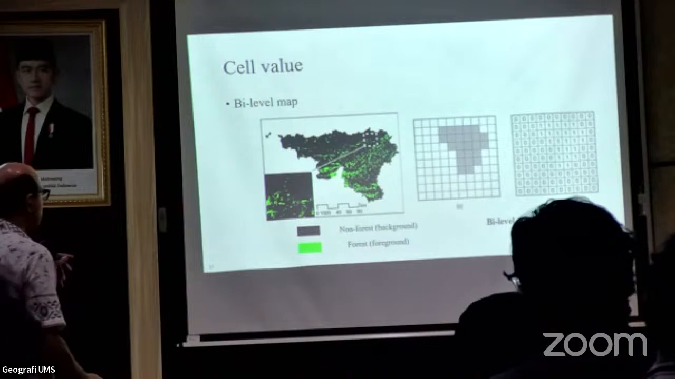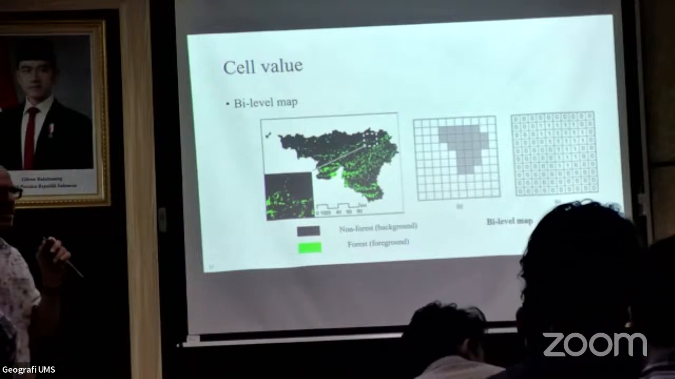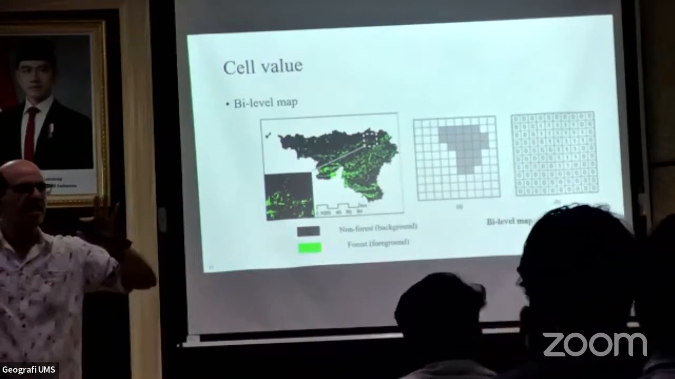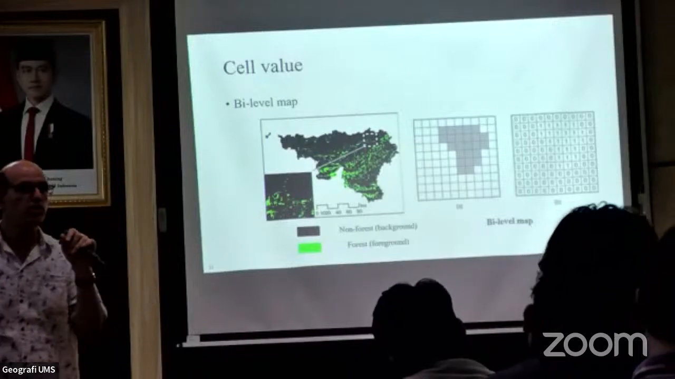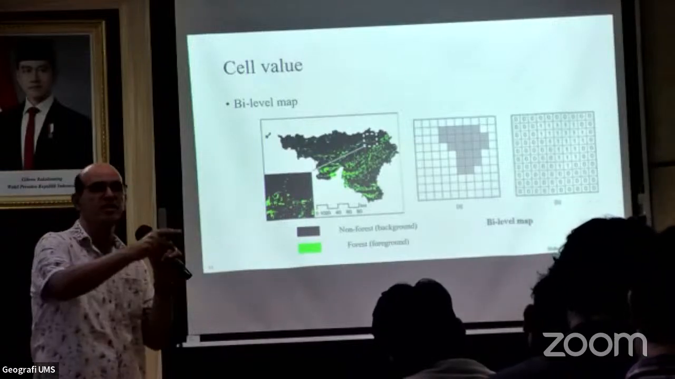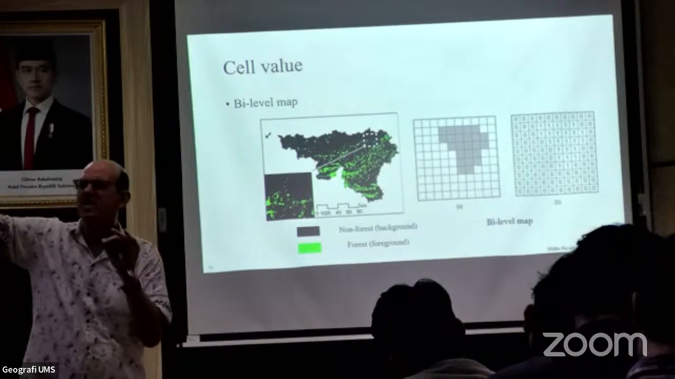It's a simple non-forest and forest area. That means there was an area satellite image. We wanted to know how much forest is there and how much non-forested area. We are not interested in anything else.